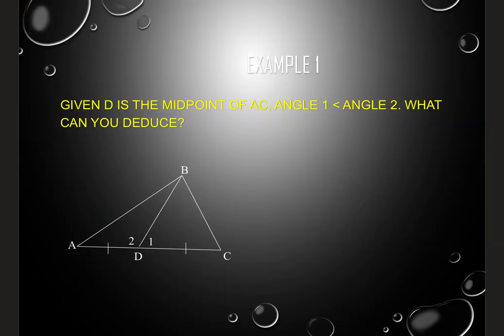Example 1, given D is the midpoint of AC, so that tells me these 2 are congruent, and angle 1 is smaller than angle 2, bigger. What can you deduce? First of all, I need a second pair of sides, but this side is shared by both. And if that's the case, then the side opposite the bigger angle, which would be AB, is bigger than the side opposite the smaller one, which is BC, or BC is smaller than AB. And the reason we know this is the Hinge Theorem.